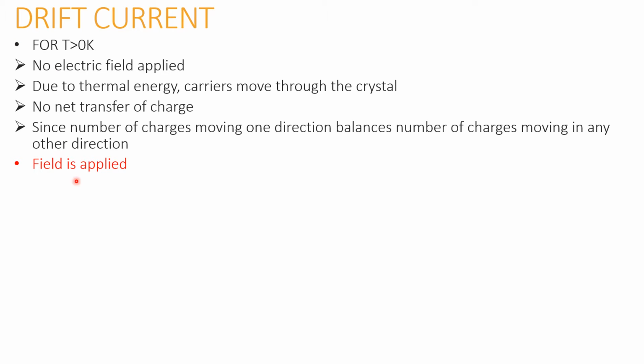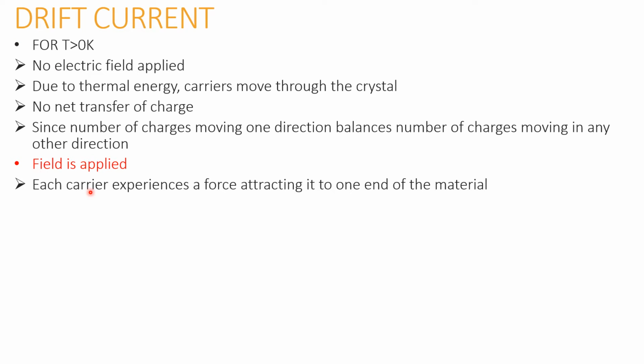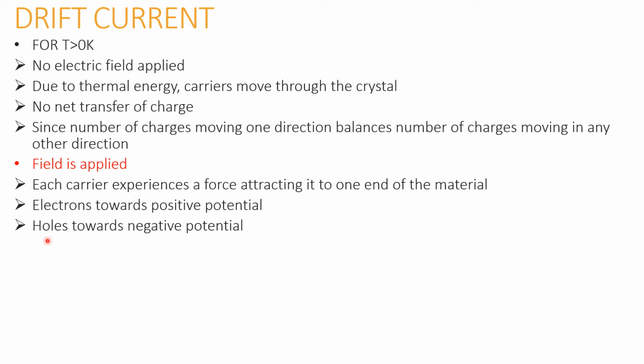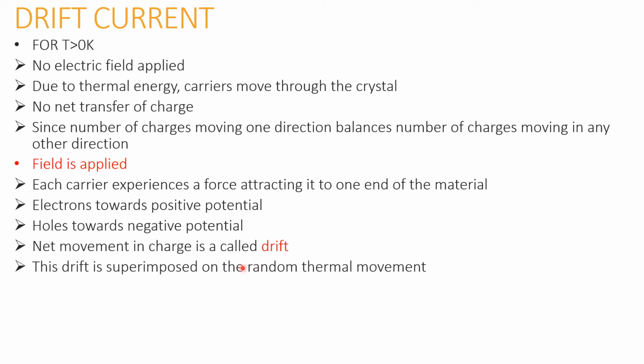Now if a field is applied, each carrier experiences a force attracting it to one end of the material. The electrons will move towards a positive potential and the holes will be moving towards a negative potential. So the net movement in the charge is called as drift. This drift is superimposed on the random thermal movement, resulting in a current flow.